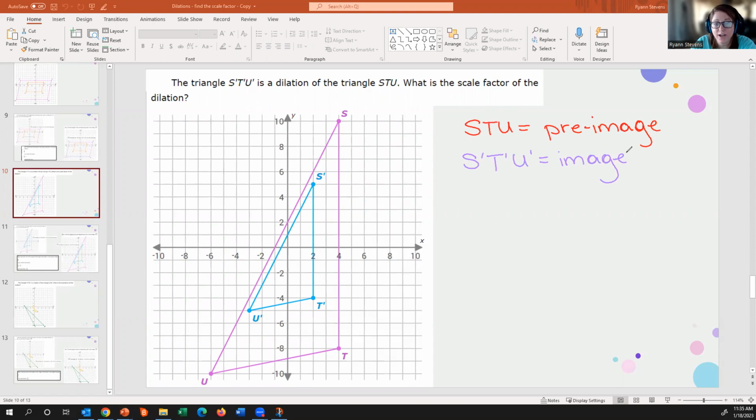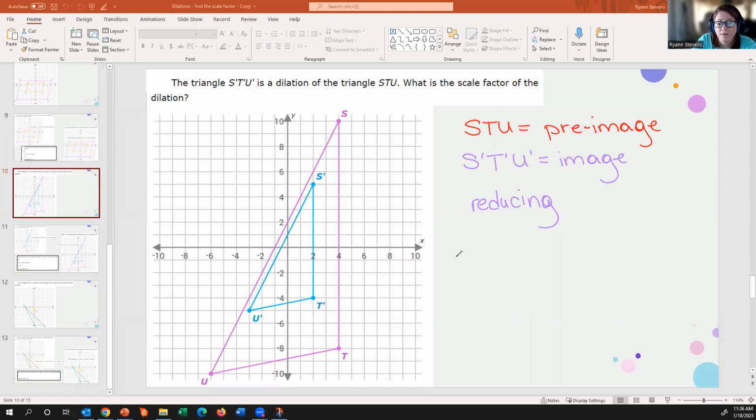So looking at these triangles, we know that the larger purple triangle is our pre-image, okay? And how do we know that? Because we have this S here, it does not have the apostrophe next to it, so that's going to tell us that it is the original coordinate, okay? So now I can see that I am taking this purple triangle and I am reducing it in size to get to the blue triangle. So this is an example of reducing the triangle. So we should get a scale factor that is a fraction, okay?